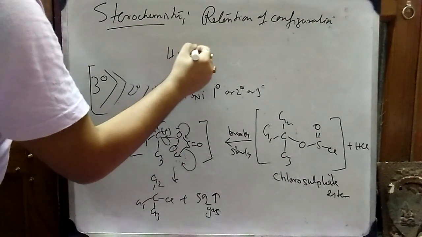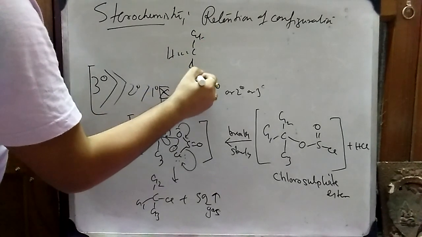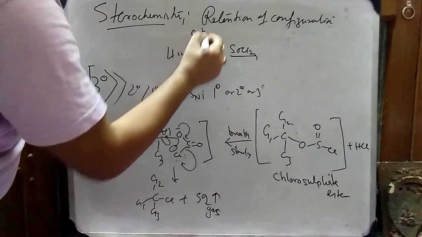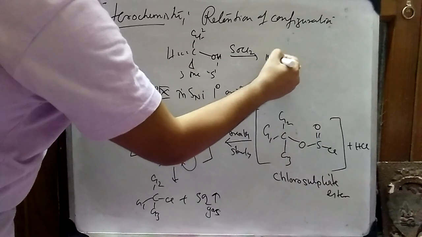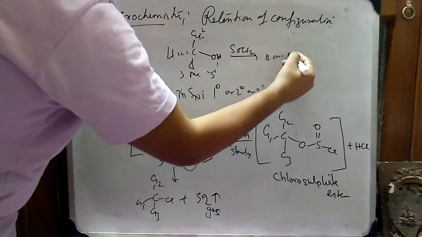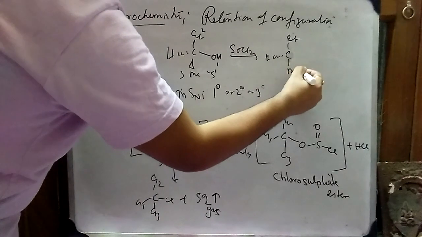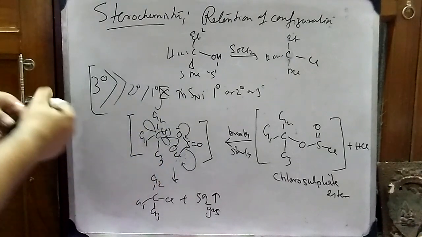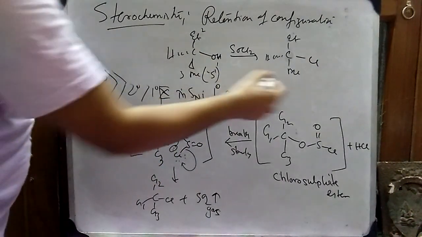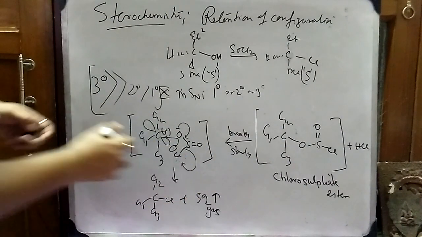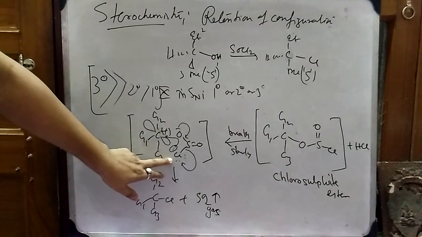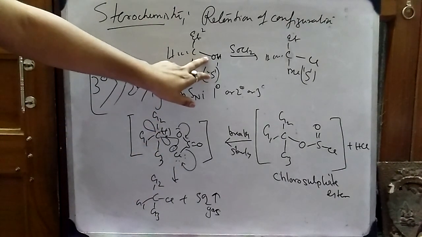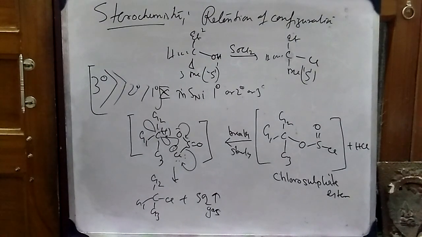Suppose I am taking an alcohol like this and reacting with SOCl2. So this is 1, this is 2, this is 3, this is an S alcohol. It will give rise to an S alkyl halide. Et means ethyl, Me means methyl. If this is S, then this will also be S, because the reacting nucleophile which attacks the carbocation is on the front side of this carbocation, which was the side of the OH group. So the same configuration will be formed.